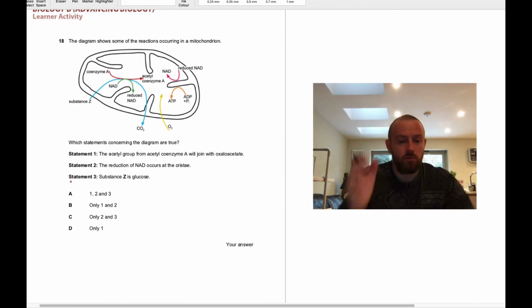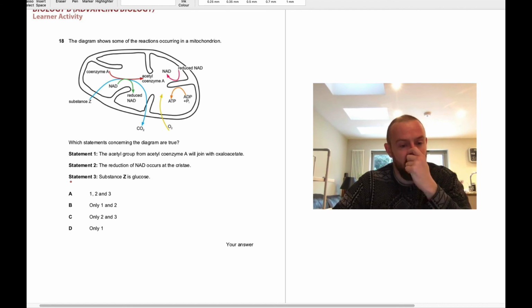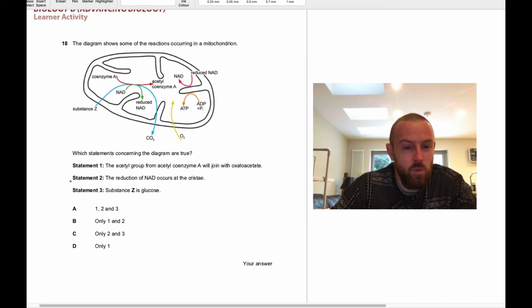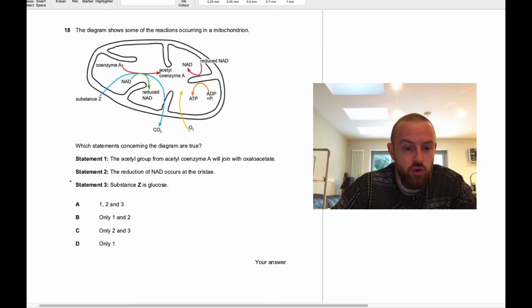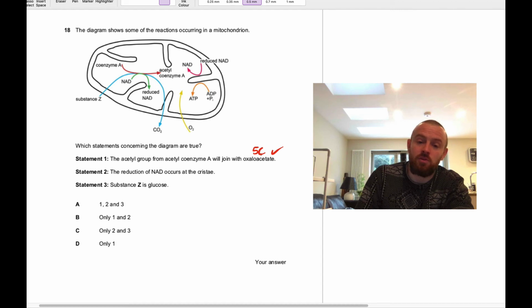Right, almost there. 18. Diagram of mitochondria, a bunch of different reactions happening there. Which statements concerning the diagram are true? The acetyl group from acetyl coenzyme A will join with oxaloacetate. Yes, that is true. So remember, in Krebs cycle, we have an acetyl group joins oxaloacetate to make citrate.